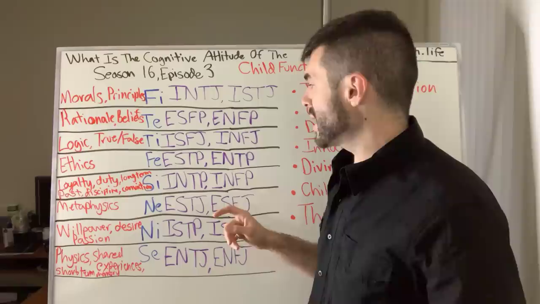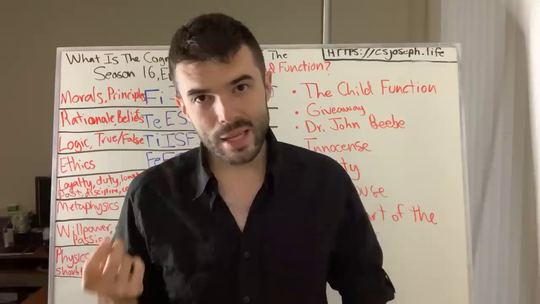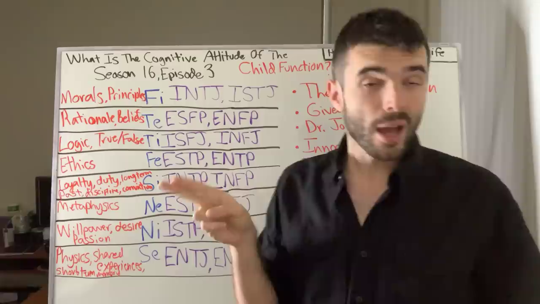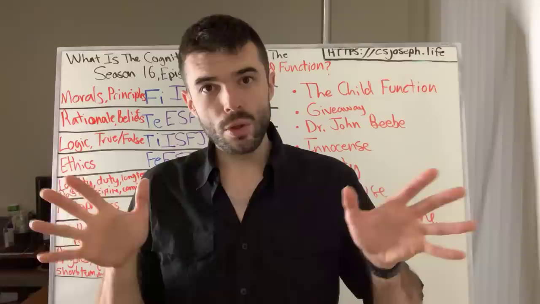And Si child belongs to INTP and INFP. Ne child belongs to ESTJ and ESFJ. And Ni child belongs to ISTP and ISFP. And then Se child belongs to ENTJ and ENFJ. So again, those of you listening on the podcast, there you have it. There's the information that you need.